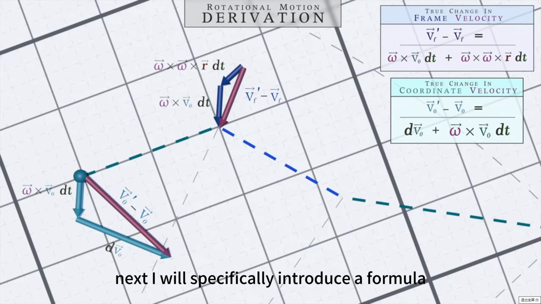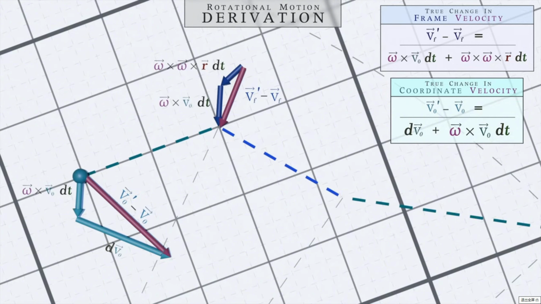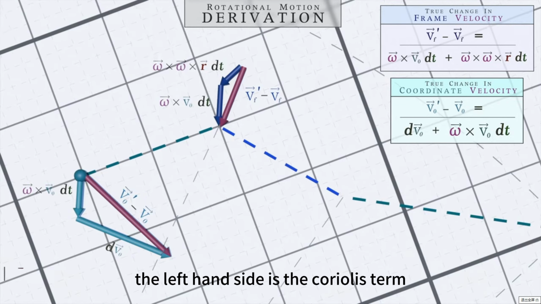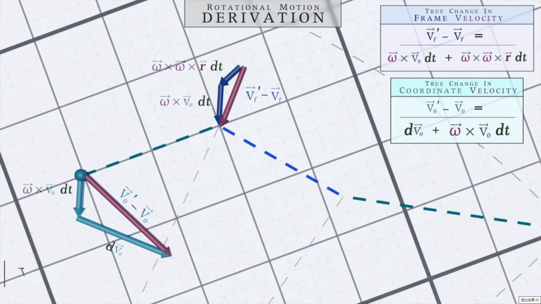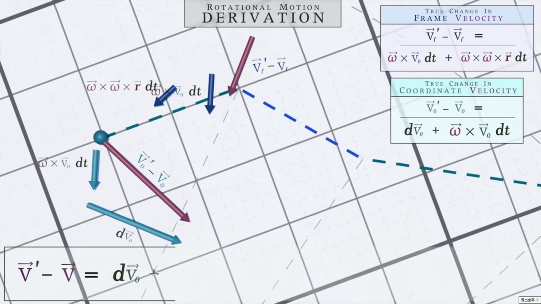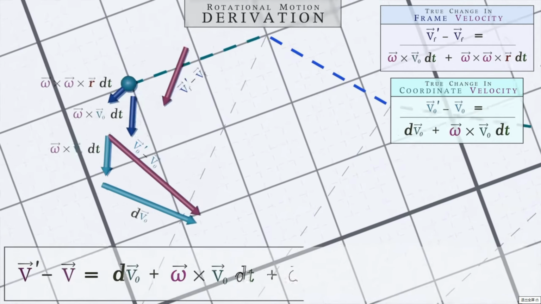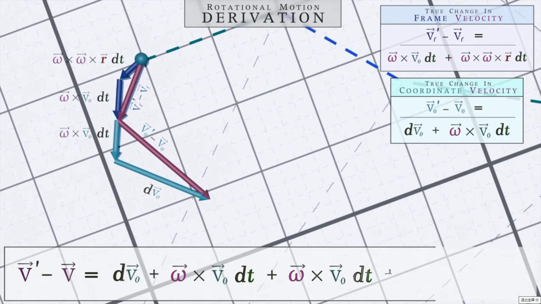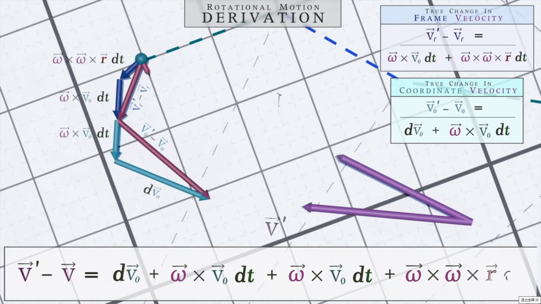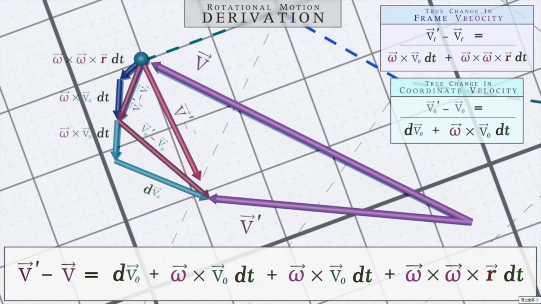Next, I will specifically introduce the formula for geostrophic flow. The first equation illustrates the true change in frame velocity, which represents the difference in final velocities in the rotating frame. The left-hand side is the Coriolis term, which arises because of the rotation rate. The right-hand side represents the centrifugal force, another force we experience due to the rotation.